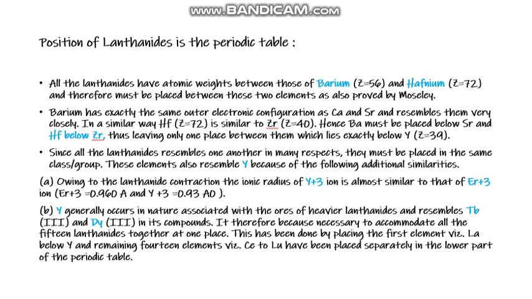These elements also resemble yttrium because of the following additional properties. A. Owing to lanthanide contraction, the ionic radii of Y3+ and Er3+ are almost the same. B. Yttrium generally occurs in nature associated with the ores of heavier lanthanides and resembles Tb3+ and Dy3+ (dysprosium) in its compounds. So they are placed together in a class or group called the lanthanide class.